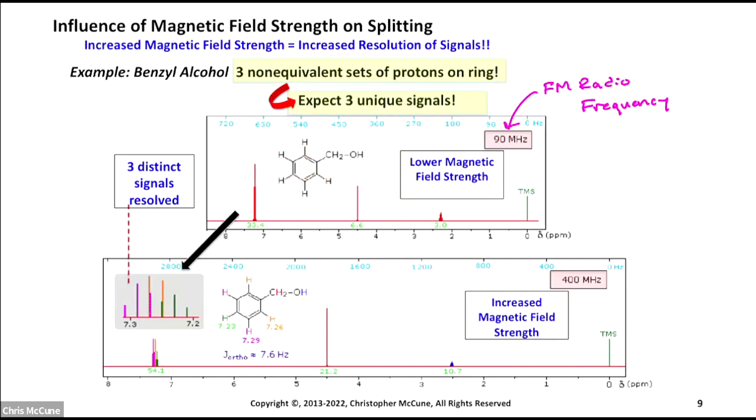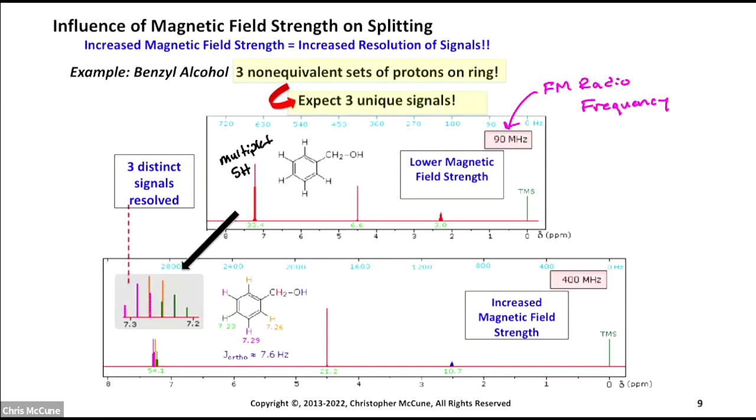So if you put a higher magnet in there, a much stronger magnet, you're increasing the magnetic field strength and you're going to increase the resolution. So this example for benzyl alcohol, where we know we have 3 non-equivalent sets of protons in the ring, we should expect to see 3 signals, but all the signals are just overlapped there. And so I would just call this a multiplet. And it's integrated to 5 hydrogens, and it's hard to see any pattern.